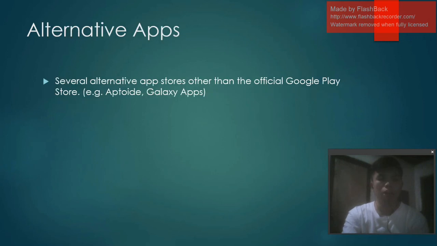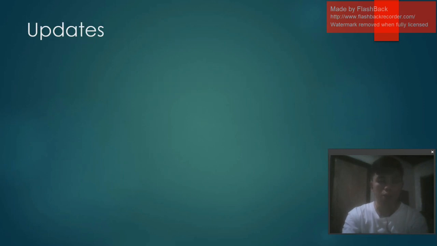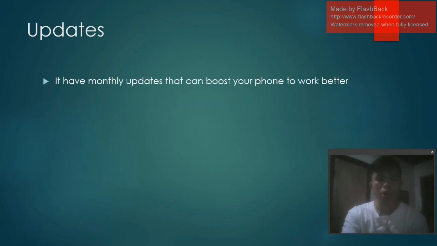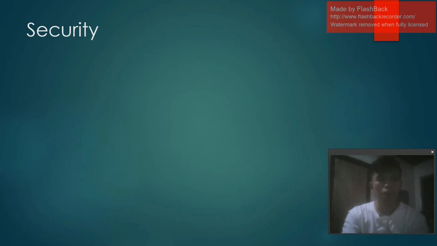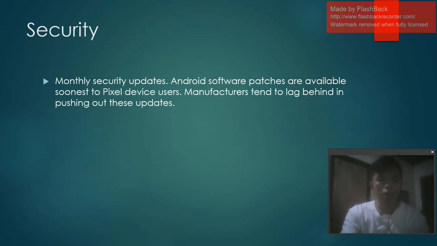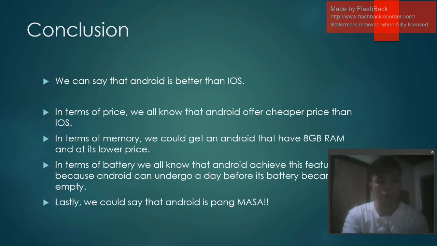Next is the alternative apps. There are several alternative app stores other than the official Google Play Store. Examples are Aptoide and Galaxy Apps. Next, the Android updates. It has a monthly update that can boost your phone to work better. Next, the security. Android has monthly security updates. Android software patches are available soonest to Pixel device users. Manufacturers tend to lag behind in pushing out these updates.